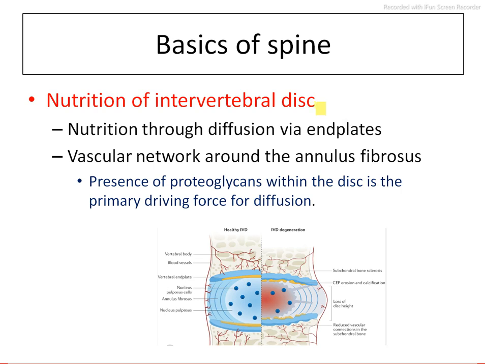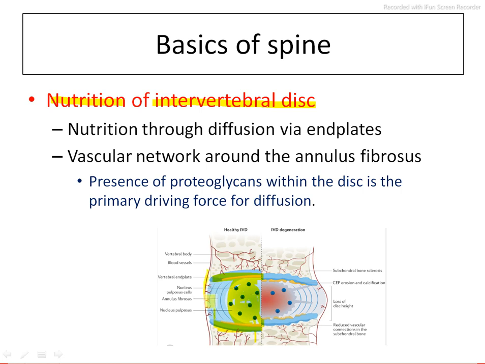Now let's learn how the intervertebral disc gets its nutrition. One I have already told you: here lies the end plate of the vertebra. From the end plate of the vertebra, by the diffusion process, the nucleus pulposus gets its nutrition. So this is the nucleus pulposus. Because of diffusion, the nucleus pulposus gets its nutrition from the end plate.